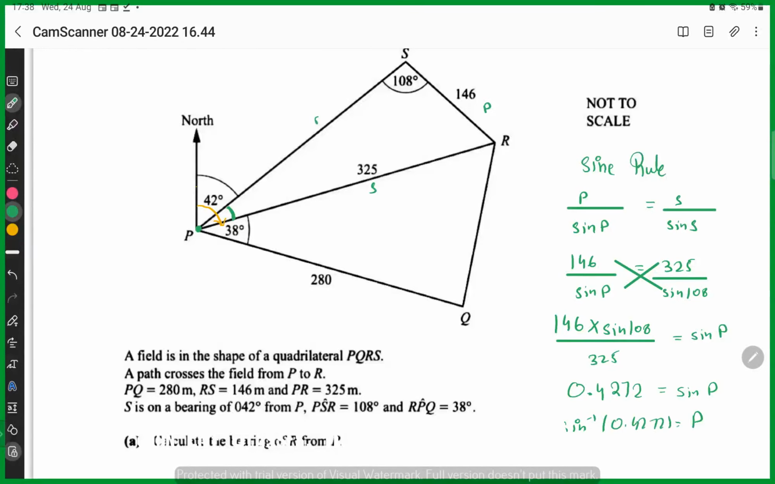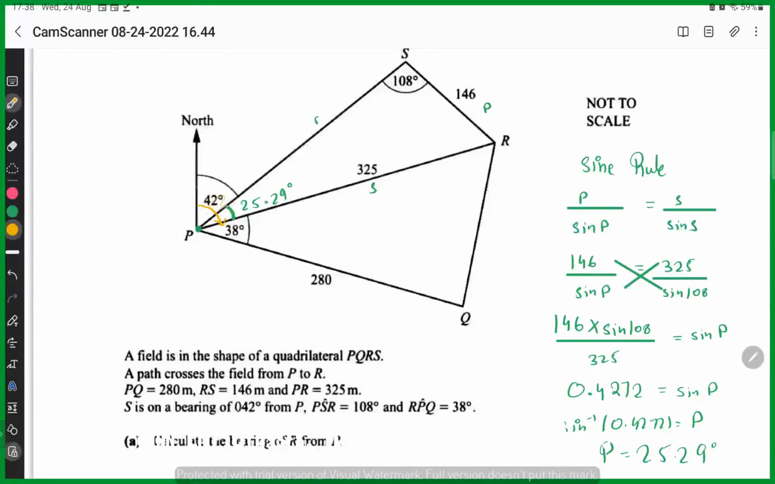That would be the shift sine button. Now you can see sine inverse. Then press the answer key, which has the previous value stored, and then the equal to sign. So this gives you P equals, yes, very good Taha, 25.29 degrees. Now, this is not the answer.